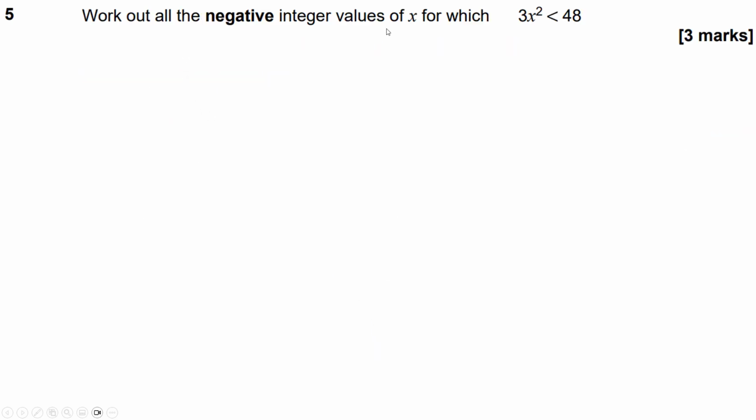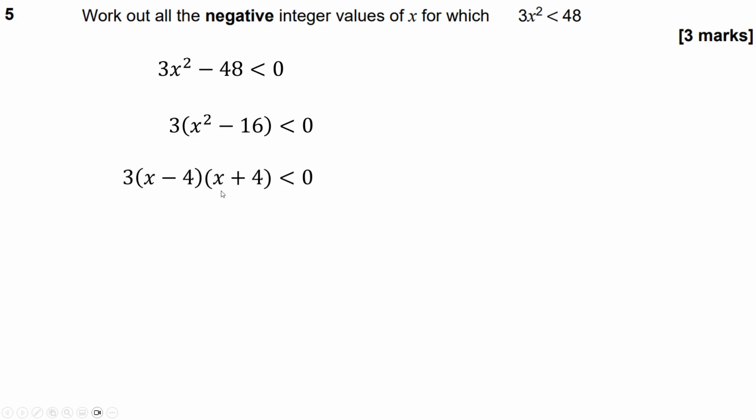Work out all the negative integer values of x for which this is true. Okay, so just take away 48. Well, you can divide by 3 on both sides to get x squared is less than 16. But I just did take away 48. And then factor out a 3. So then here you'll have (x plus 4)(x minus 4). And then here, so x equals 4, x equals minus 4. And then work out all the integer values.